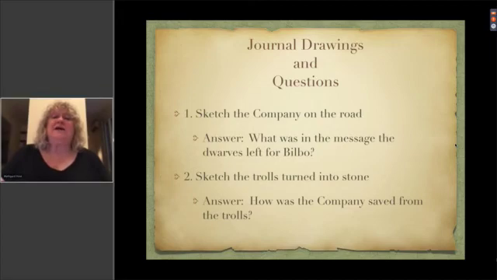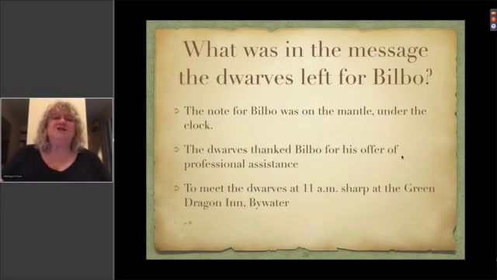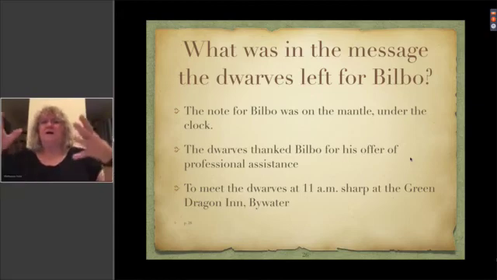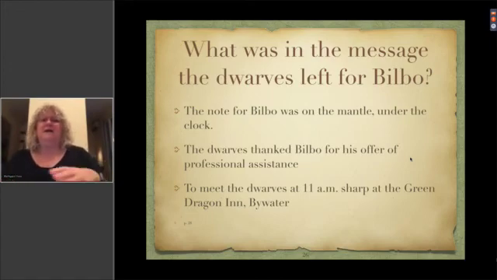So let's take a look here at what was in the message. Now, they left the note for Bilbo on the mantle under his clock. When Gandalf came in and said, "What? You should be gone." And Bilbo said, like, "What are you talking about?" And he said, "You didn't dust the mantle today. You're such a terrible housekeeper." Well, I'll tell you, I'm not a terrible housekeeper, and I don't think I dust my mantle every morning.